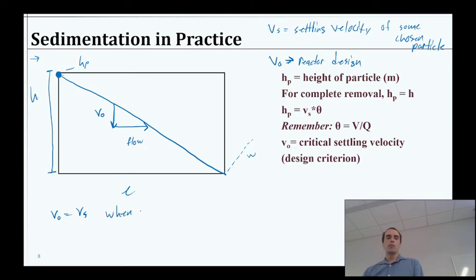We'll say that we'll do that when H is equal to HP. And so then we can say, well, how long does a particle have in the system? The water's flowing through, and there's some amount of time that it has to be able to reach the bottom. That's our design criteria. So from simple physics, the distance traveled downward is going to be the speed at which it's traveling times the amount of time it has to take, right?